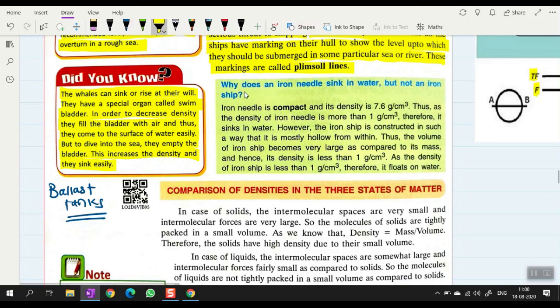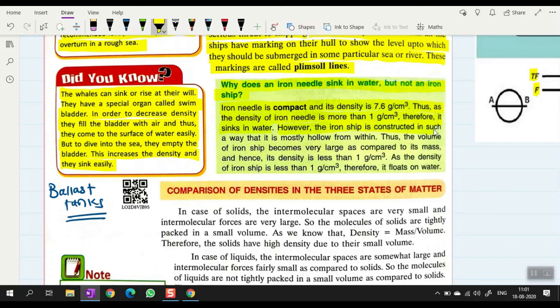Okay, one more important thing, which is the practical application of relative density. To understand relative density to a greater extent, you should always ask this question: why does an iron needle sink in water, but not an iron ship? The iron needle is compact. Its density is 7.6 gram per centimeter cube, greater than the density of water. The density of the iron needle is more than 1 gram per centimeter cube and therefore it sinks in water.